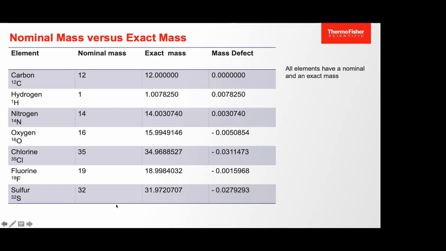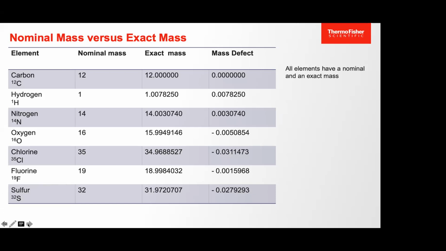So how to calculate mass defect? You just use the exact mass against the nominal mass. Then you will know its mass defect. Oxygen, we always say oxygen 16. In actual fact it is 15.9949. So you will see it will have a negative mass defect.